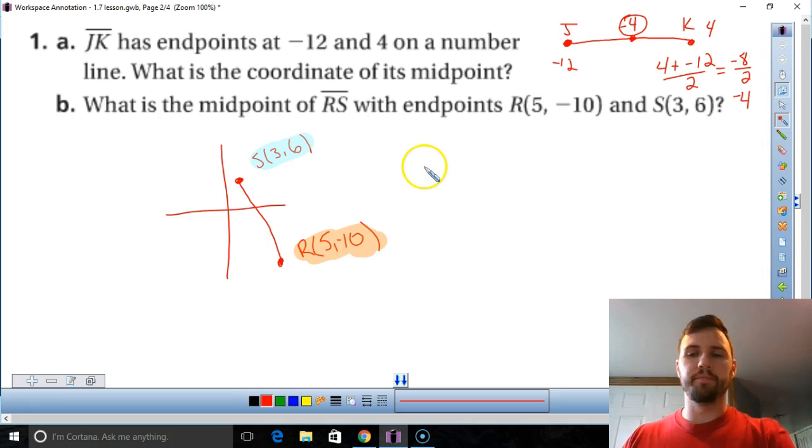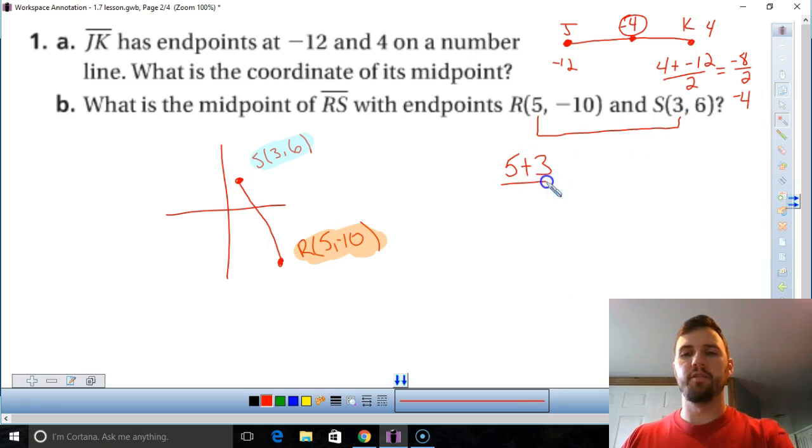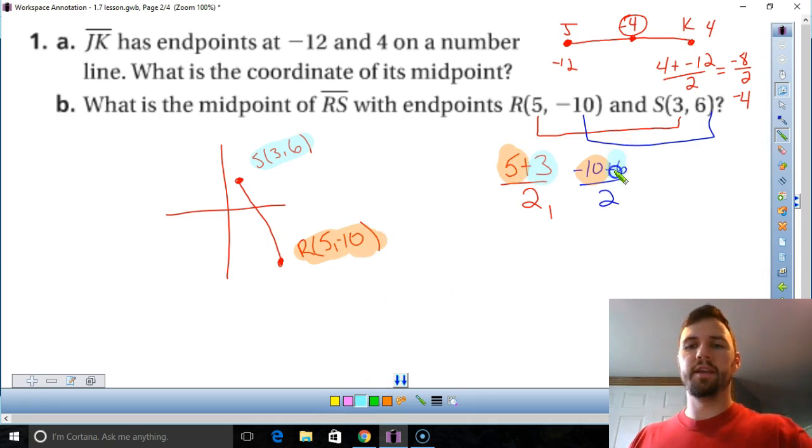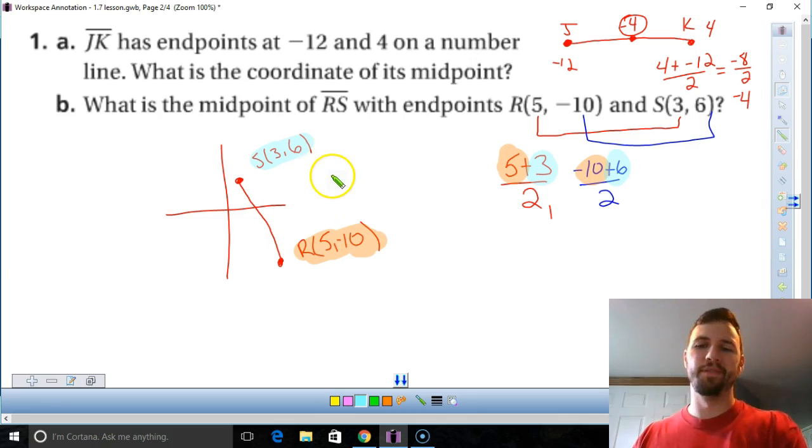So to find my midpoint, it's going to be the average of my x's. So I do 5 plus 3 over 2, comma, average of my y's. Negative 10 plus 6 over 2. Again, I'm going to use my highlighter. So for orange, I use my 5 and negative 10 from my orange point. And I used my 3, 6 from my blue point. It's the sad one, because it's blue. That's a happy blue, though. It's a happy S.